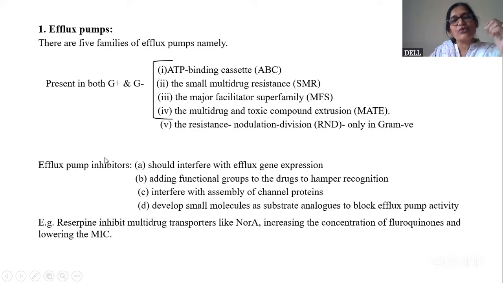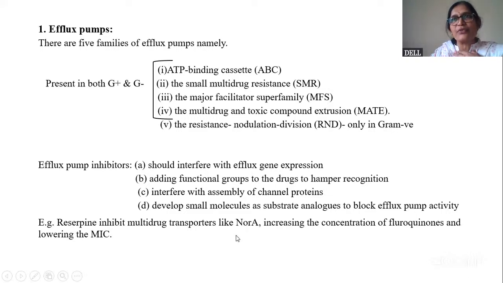Efflux pump inhibitors. The strategy for this is that the compounds we develop should interfere with the efflux gene expression so that the efflux pumps are not expressed well, so that whatever molecules we are giving are not extruded from the cell. Or add a functional group to the drugs which can hamper the recognition by the pumps so that they stay within the cell, or interfere with the assembly of channel proteins, or develop small molecules as substrate analogs to block the efflux pump activity. One example is reserpine, which inhibits multiple multi-drug transporters like NorA.